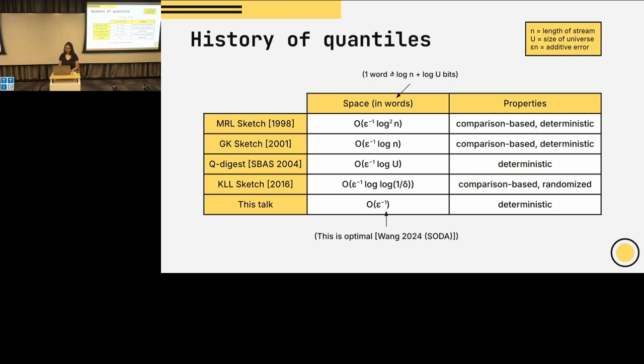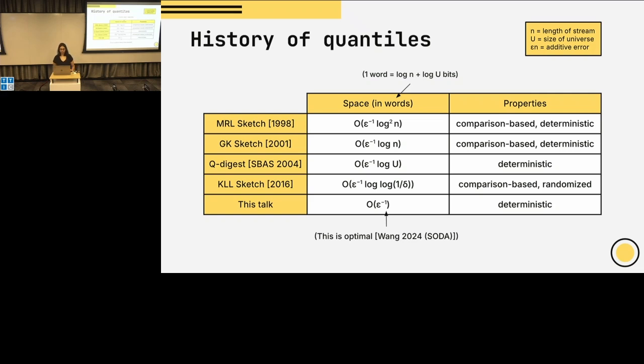So the first quantile sketch I want to draw your attention to is the Q digest sketch. The Q digest sketch is in the same model as the problem that I introduced earlier, and it takes epsilon inverse times log u words of memory. This will actually be the algorithm that our algorithm is based off of. Basically, our algorithm is just a modification of this one. It's definitely the closest related one to ours.